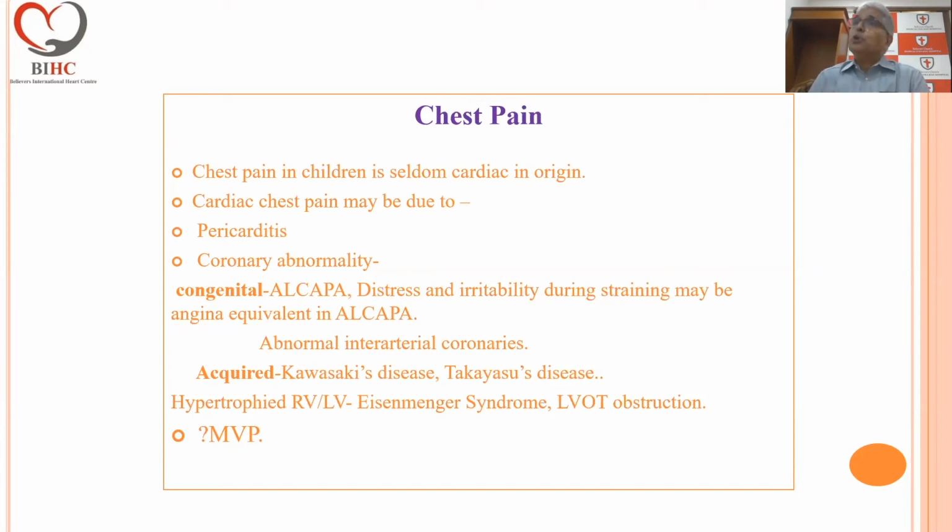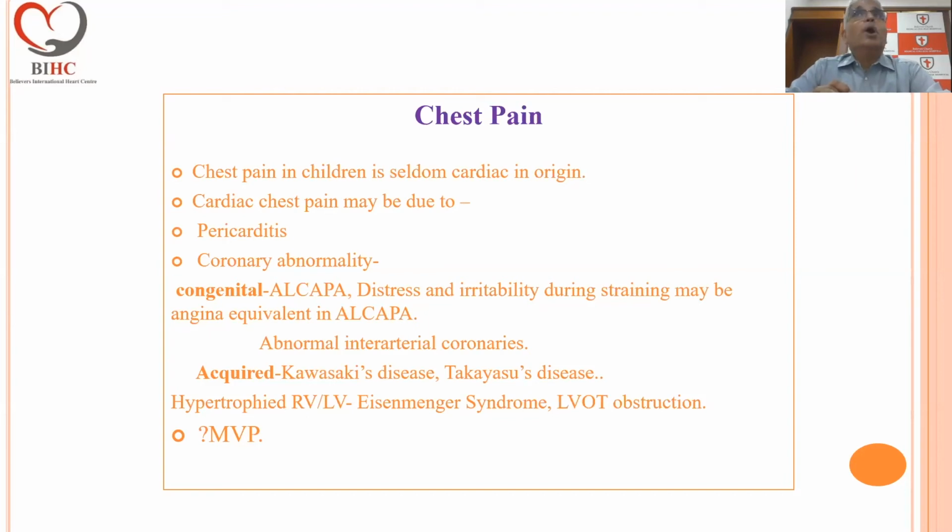Cardiac chest pain, if it occurs in children, may be due to pericarditis, very, very rarely due to a coronary abnormality. Congenitally, the left coronary artery may arise from the pulmonary artery. This may cause ischemia to the left ventricle. And in an infant, distress and irritability during straining may be the equivalent of an angina in an older patient.